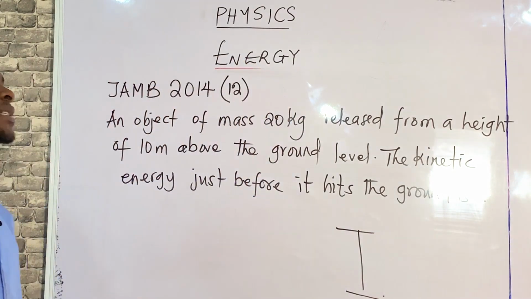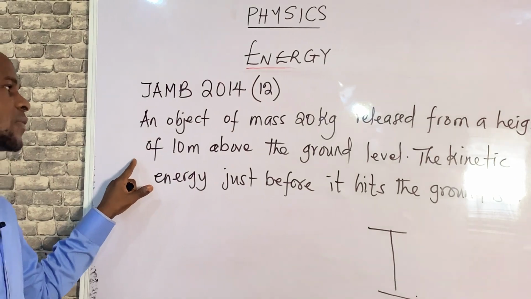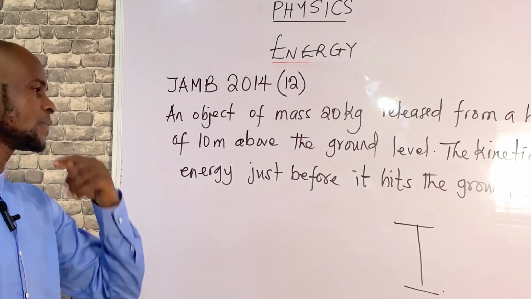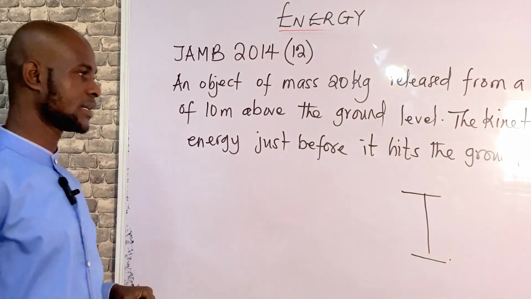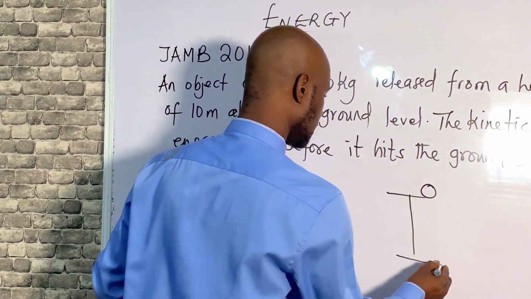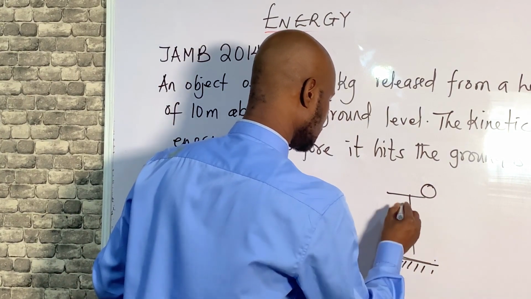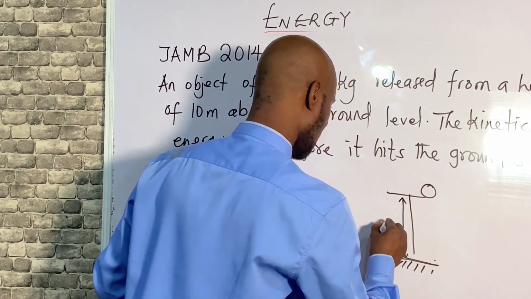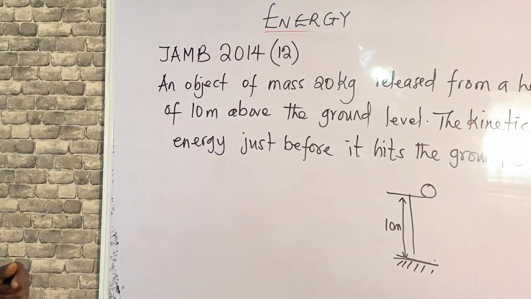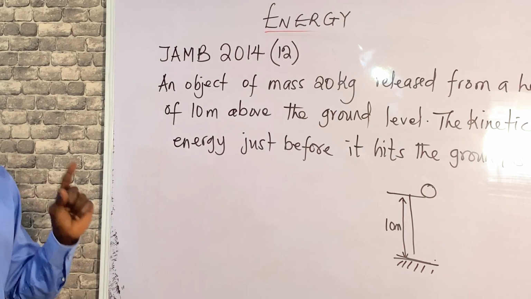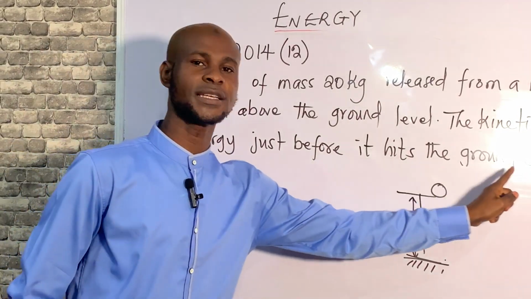It said an object is released from a height of 10 meters above the ground. So, which means the object is at a particular height of 10 meters. So, this is the ground level. So, the object is at this particular height above the ground. The kinetic energy of that object just before it hits the ground is dash.